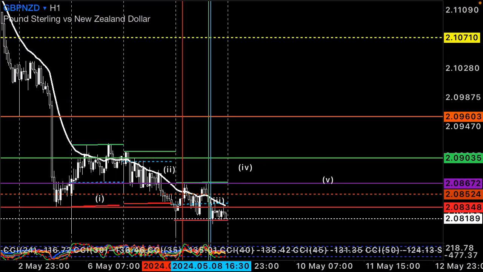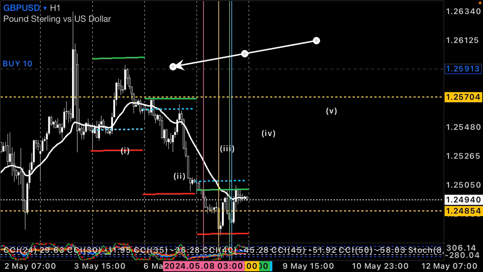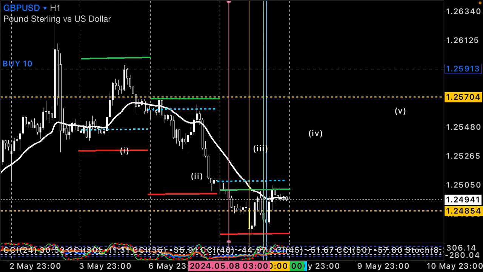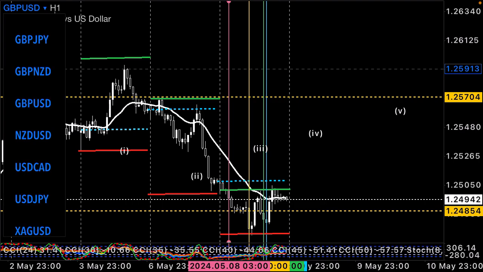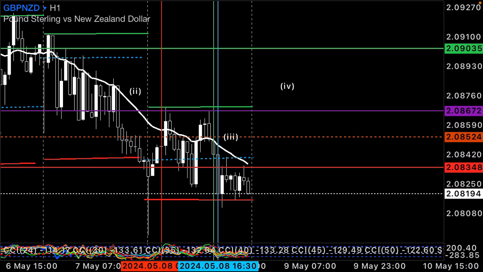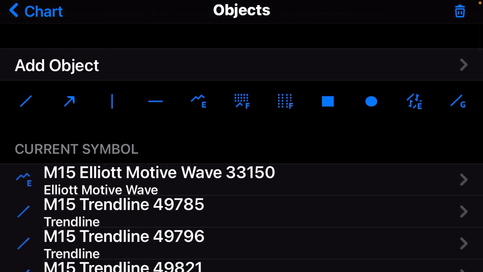Okay, here's the next market. Let's go back and shut this off. Delete that. Now go to the British pound New Zealand, the next currency pair. So going to the pound New Zealand. So here we are. Go over here and get another arrow.